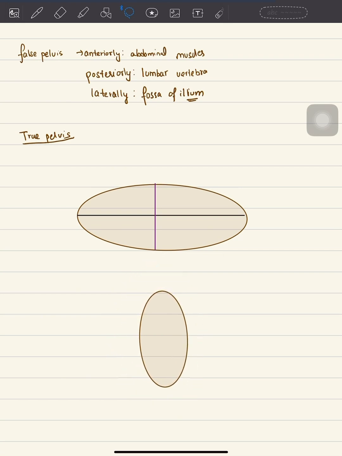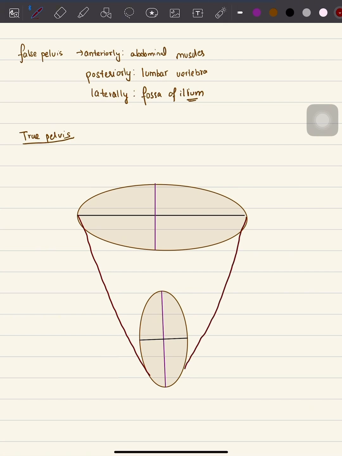Let me move it slightly to the midpoint. So it's like this, in which the antero-posterior diameter is longer than the transverse diameter. So usually the female pelvis is such, and I just want you to imagine this. So this is the pelvis of a female.